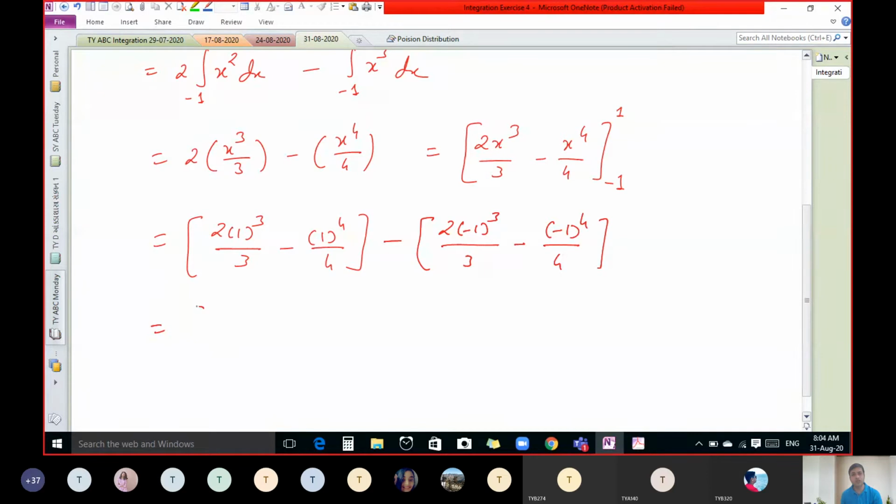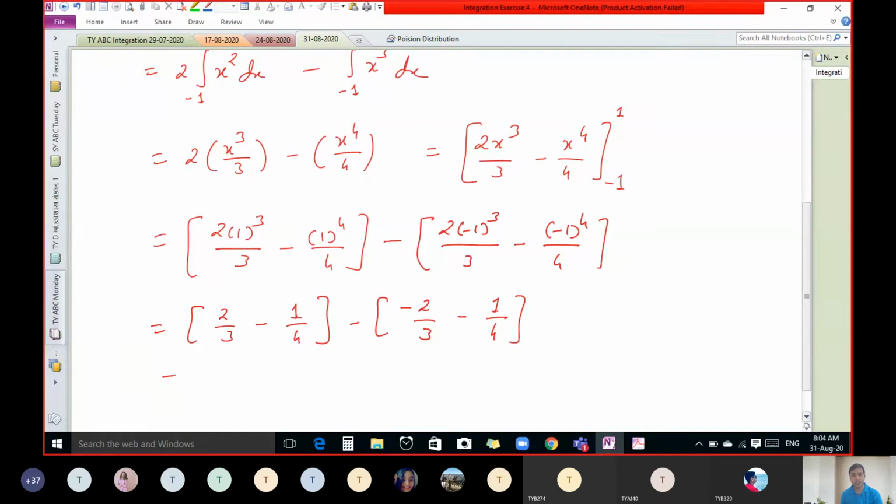Now you just require to simplify. Obviously, 1 cube is 1, into 2 is 2, so we get 2 by 3. Minus 1 raised to 4 is 1, so here we get 1 by 4. Minus, we know that -1 cube is -1, into 2, so we get minus 2 by 3. Minus, we know that -1 raised to 4 is plus 1, so we get only 1 by 4.